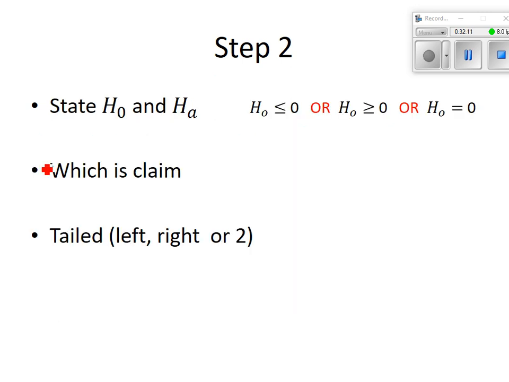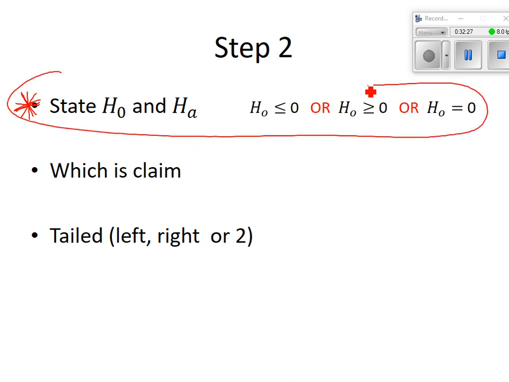The second step. You know how I've made those lists for you every time? This is the list, just separated out this time. When you state the HO and HA, this is where it's different, so you might want to make sure you pay close attention to this.